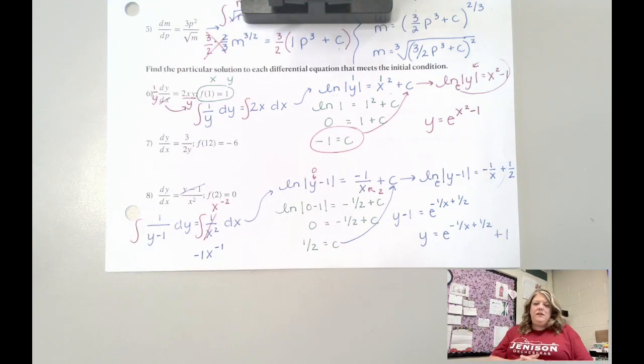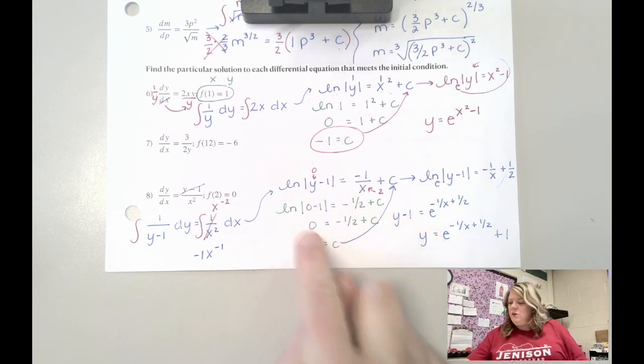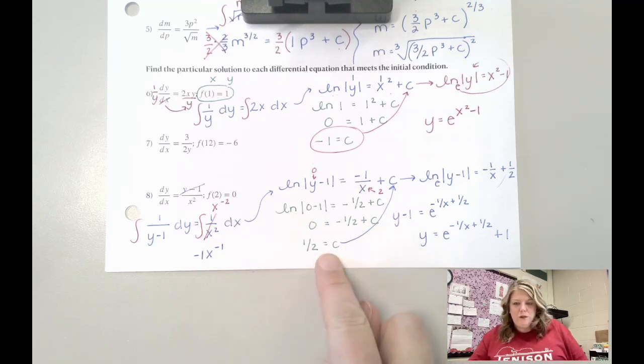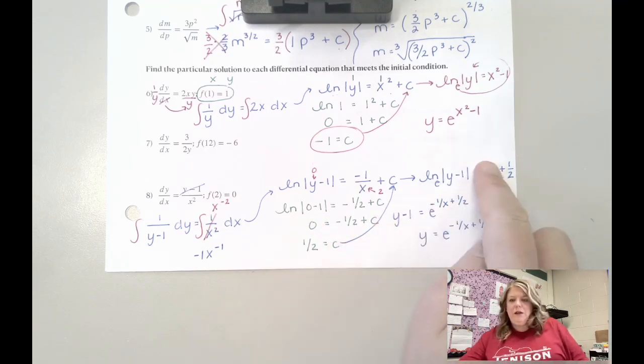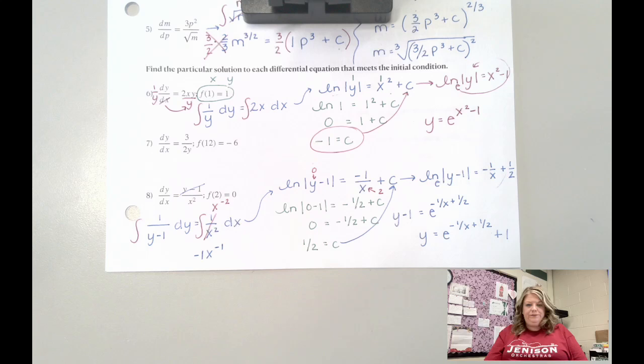So that's what it means to separate variables and find particular solutions. Okay, particular solution, again, is just doing this middle piece where you're solving for what c is equal to, and then putting that back in your function before you finish it out.